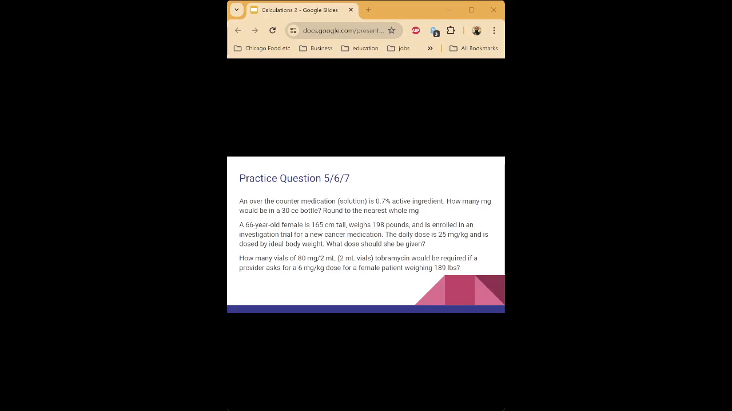All right, so let's work this problem together. 165 centimeters is about 5 feet 5 inches. And with the patient being female, we're going to do 45.5 kilograms plus 2.3 kilograms times 5. This is going to give us 57 kilograms.